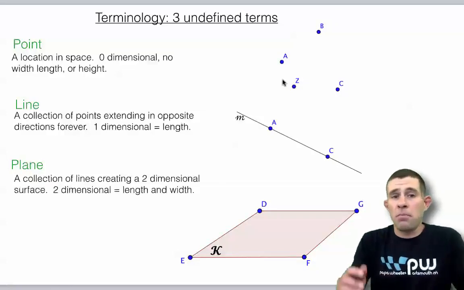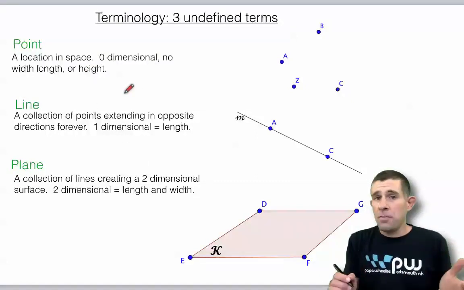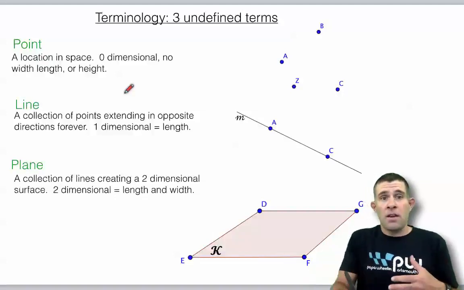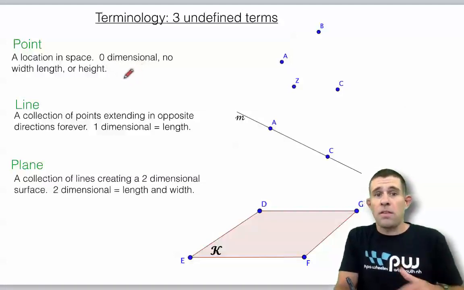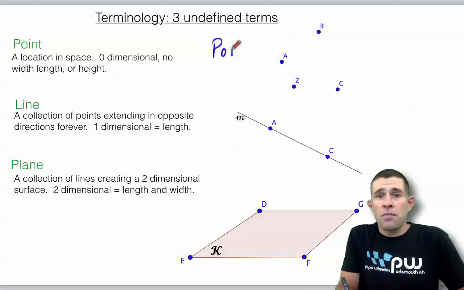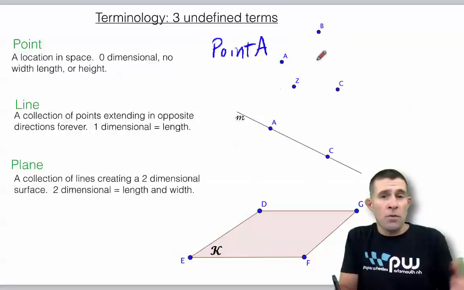Now, those terms are point, line, and plane, and you see them here. A point is simply a location in space. Now, that doesn't mean outer space, but you can kind of think about it like the stars in outer space. They are simply little locations that are zero-dimensional. That means they have no width, no length, and no height. So here are some examples of points A, B, C, and Z. Now, they're denoted with just capital letters. So this is noted as point A. Likewise, this is point Z, B, and C. So you're always going to denote that with a capital letter.